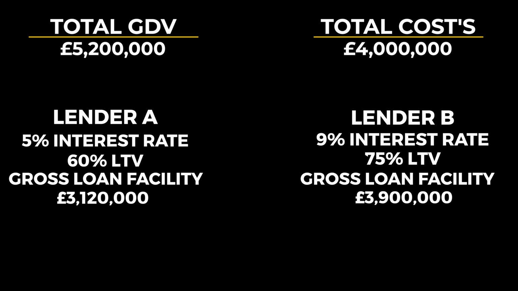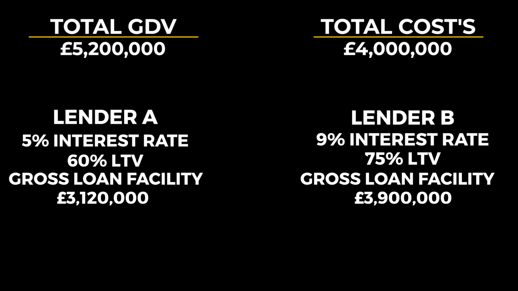Now, let's assume the same parameters for the deal. Let's assume drawdowns are in line with a standard construction S-curve. The term of the debt is 18 months. And for the sake of this conversation, let's assume that the intro and exit fees are 1% in and 1% out, so the only variable is the interest rate. Based on a 5% interest and the initial gross loan, lender A would have a net loan facility available to you of £2.9 million.